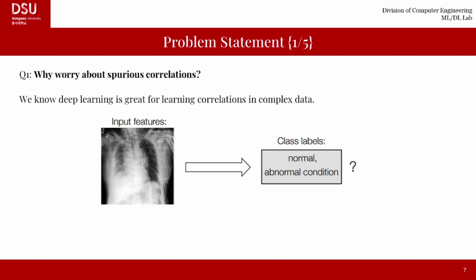So basically, the first question: why do they worry about spurious correlation? We know deep learning is great for learning correlations in complex data, and we see here this is the input feature, and the second is the class label of the normal or abnormal condition. So basically, they ask from the chest X-ray, is it normal or is it abnormal?